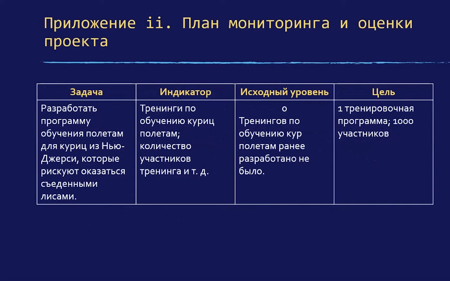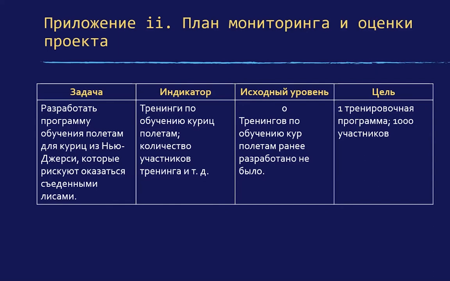The indicator is how I'm going to measure training in teaching chickens to fly and the number of participants. So my indicator is saying how many trainings and participants. That's my indicator. My baseline is 0, meaning there have been 0 trainings on teaching chickens how to fly in New Jersey, because it speaks to New Jersey, okay? No trainings have been done on how to teach chickens to fly.